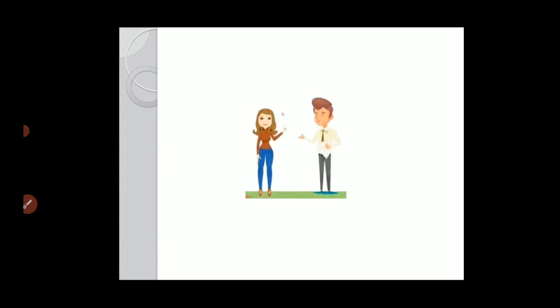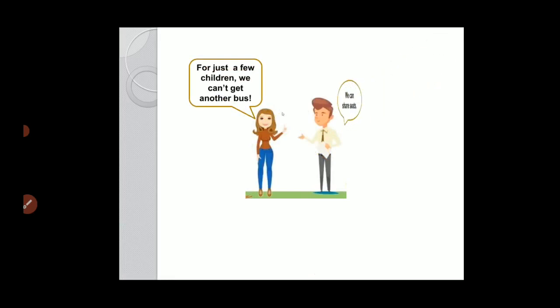Now only 10 students were left. So they again discussed that for just a few children we cannot get another bus, hence we can share the seats. So children, today in this session we have learned how we can calculate the number of seats depending upon the total number of people going for traveling. So this is how we can apply it in real life.